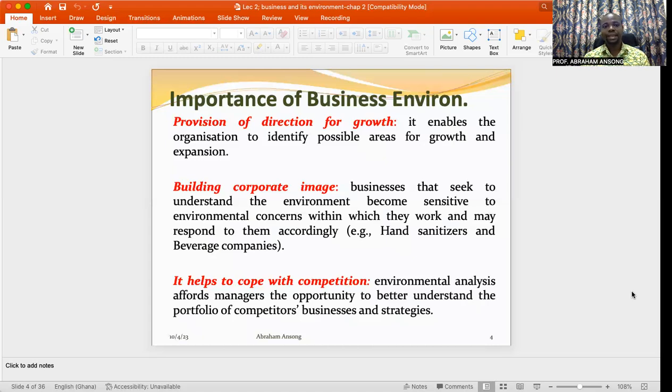All right. Then the other one is building corporate image. So businesses that seek to understand the environment become sensitive to environmental concerns within which they work and may respond to them accordingly. All right. So if you understand or pay attention to your environment, the environment also includes the community within which you are operating, and you'll get to know what is really happening there, what their needs are, what their problems are, and that can help you to be able to address these problems.